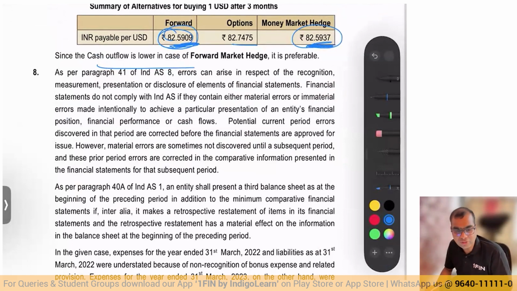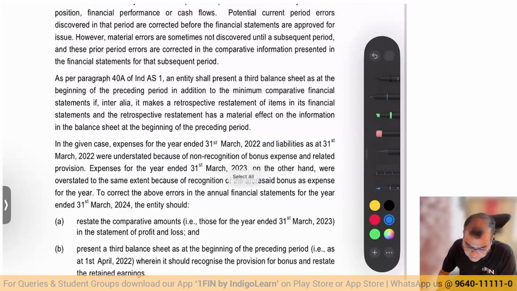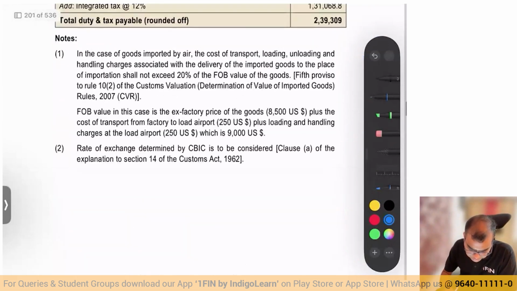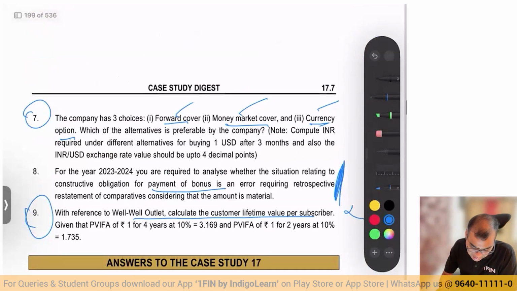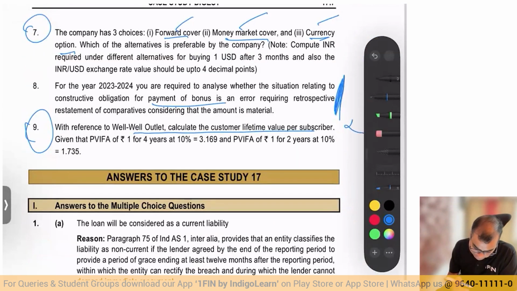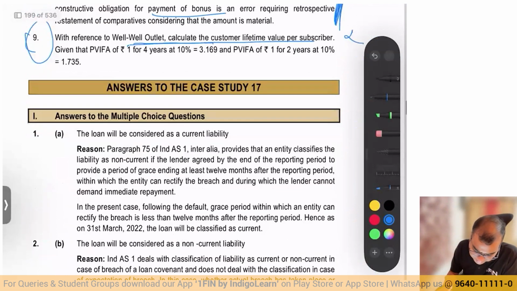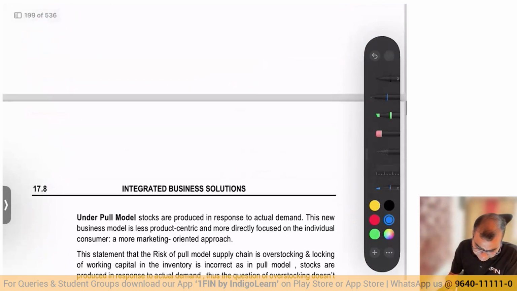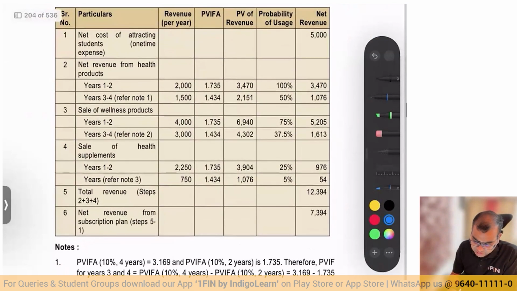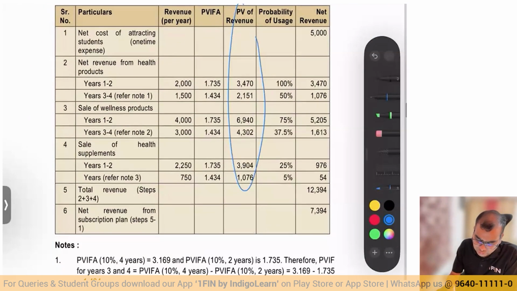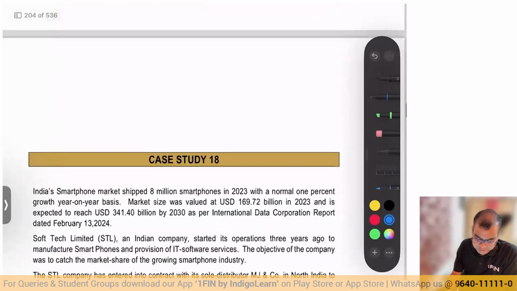Okay, fair enough. Now let us move to the next aspect. Next in this chapter, is there any other question? Here there is this question with reference to Welloutet, calculate customer lifetime value per subscriber. I don't think this is AFM, but let us see what they've done. This is definitely not our thing. PV of revenue, probability of usage. This is SCMP. So we will ignore this. We will not get into this.